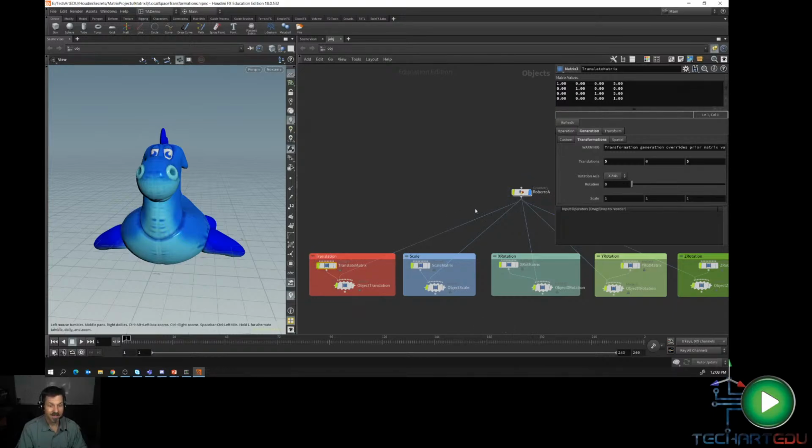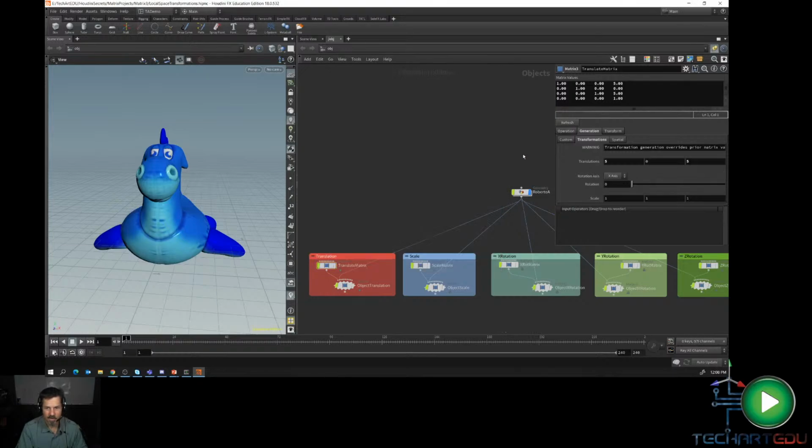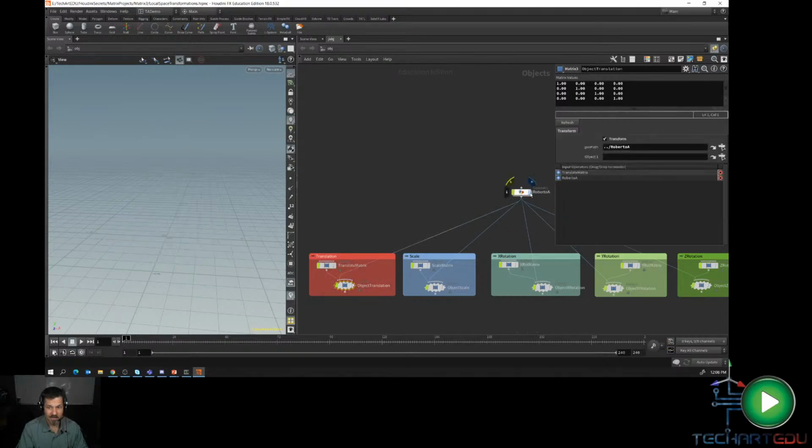Well, actually, not only against Roberto, but how many points does Roberto have? Okay, Roberto's got a lot of points. Roberto has about 20,000 points. So for every one of Roberto's 20,000 points, I'm going to multiply each one of those points against the translation matrix. And when I do, I get this.